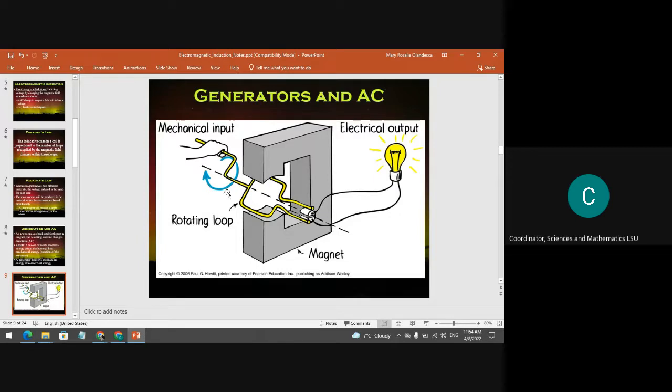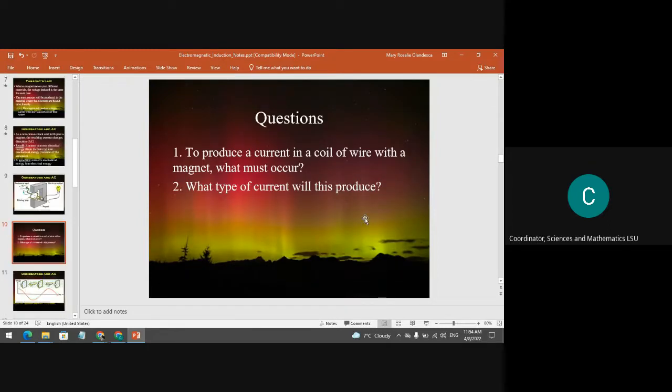So you have your motor, you turn your motor in the rotating loop. Of course, there is a magnet, turning that mechanical energy into electrical energy. To produce a current in a coil of wire with a magnet, what must occur? That will be our question. And what type of current will this produce? I believe you can answer that question by now.